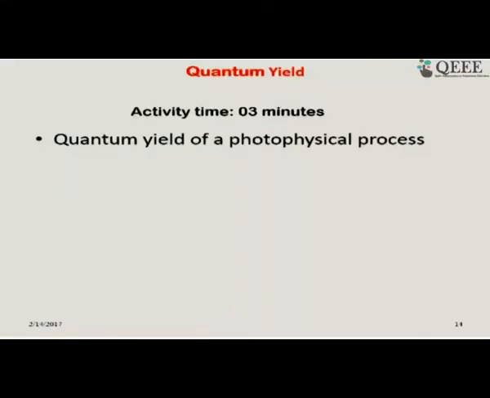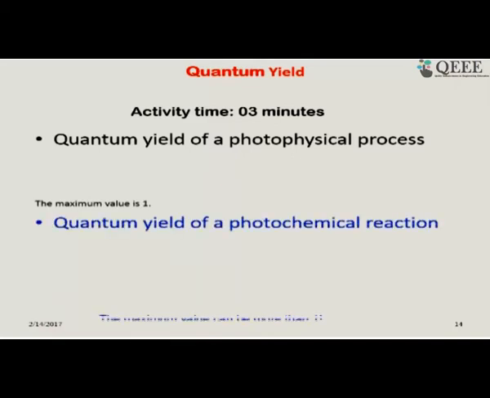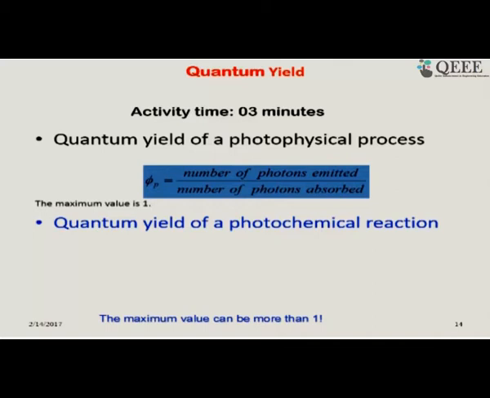Okay, so there is something called quantum yield. I am going to go a bit fast here. The definition of quantum yield is the number of photons emitted to the number of photons absorbed, and the maximum value for quantum yield is 1, because if a system absorbs 10 photons, it can emit 10 photons, it cannot emit 11 photons. So the maximum ratio you can take for quantum yield is 1.